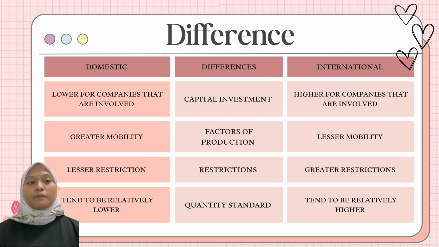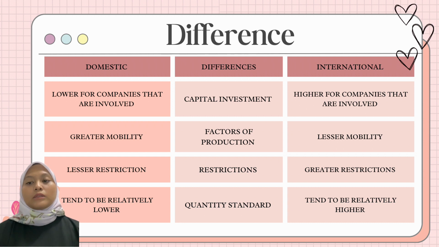Next is capital. For domestic, it is lower for companies involved in domestic business, and for international, it is higher for companies involved in international business. Next is factors of production. For domestic, there is greater mobility of factors of production compared to international business. For international business, there is lesser mobility of factors of production compared to domestic business.